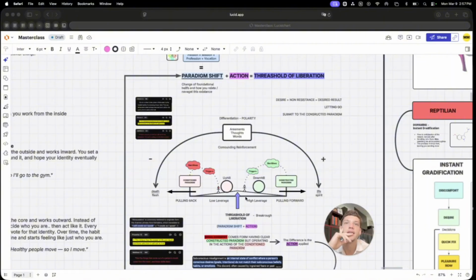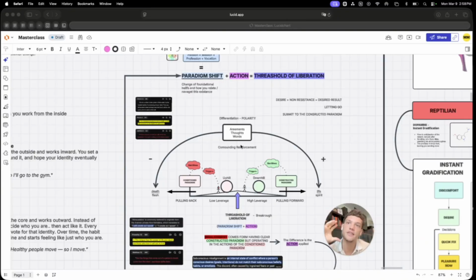So what you need to understand is that this is the polarity and differentiation in the agreements, thoughts, and words that feed your existence. And what this does is provide compounding reinforcement to whichever paradigm. So a good way to look at this is that the agreements, thoughts, and words that you feed your existence and that you allow into your mind are going to feed the compounding reinforcement towards whichever paradigm you're loyal to.